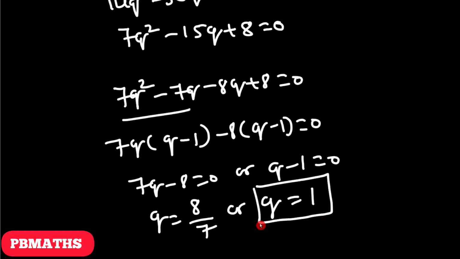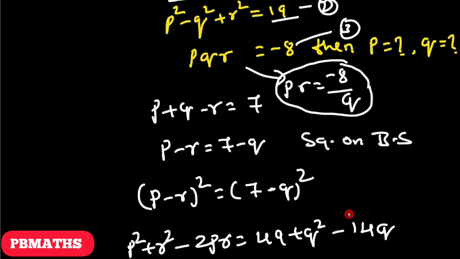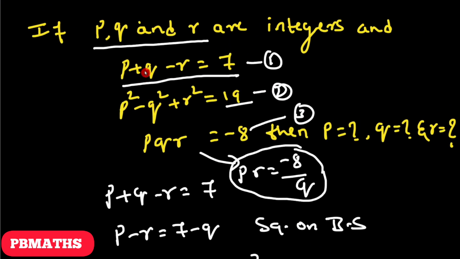We know that p, q, r are integers, so we have to ignore the value of q as 8 by 7 and let's consider the value of q as 1. Now let's move on to those first three equations. In the first and third equations, the p plus q minus r value is 7 and the pqr value is minus 8. Let's plug in the value of q as 1 in these two equations and try to find out the values of p and r.